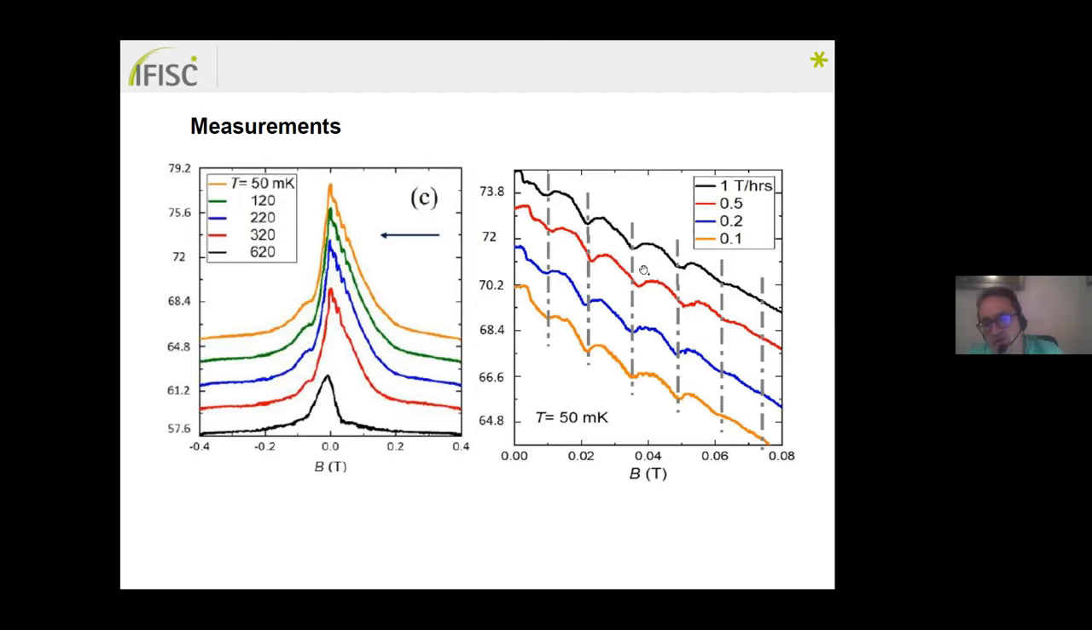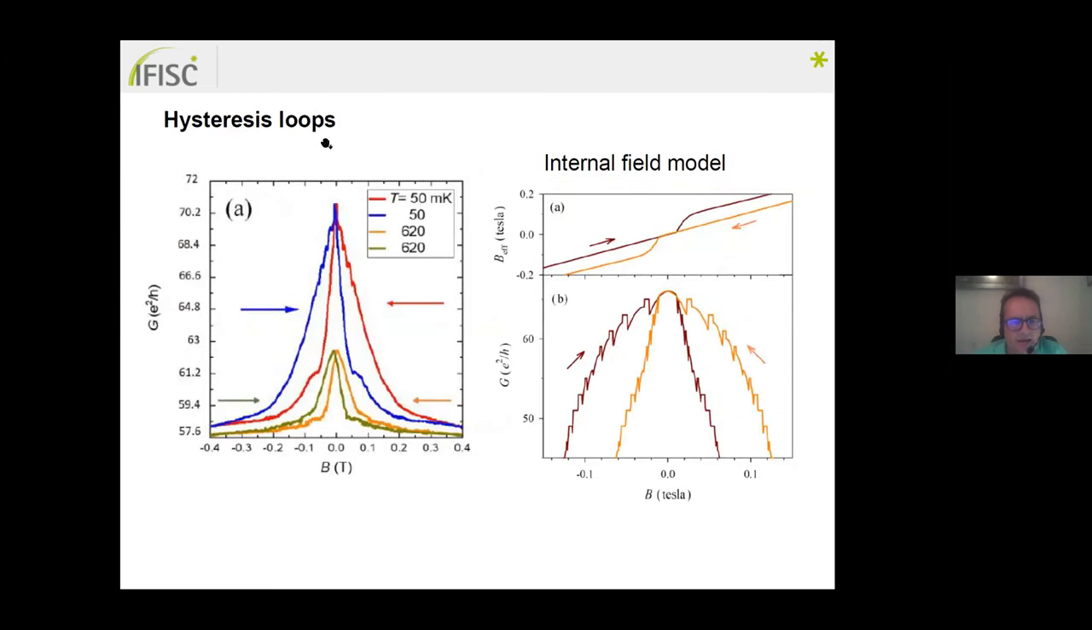The different colors here correspond to different rates for changing the magnetic field, and we see that the dips remain at the same position. Another aspect of the experiment is that it presents a hysteresis. When the magnetic field is increased or decreased, the dips appear on mirror-image curves, one with respect to the other. Here, red corresponds to decreasing magnetic field and blue to increasing magnetic field.